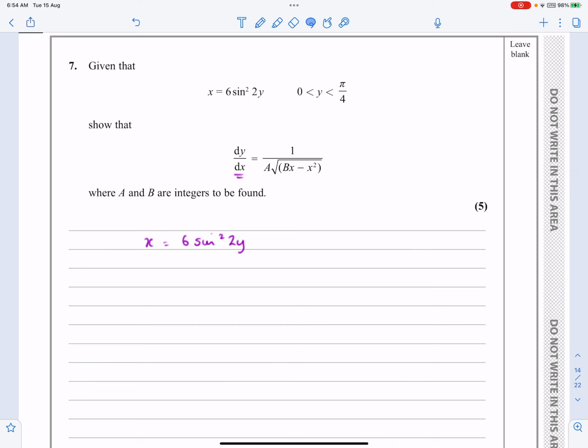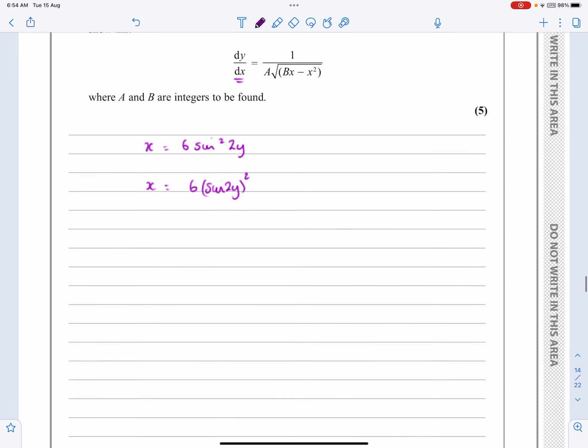But looking at this one then, a lot of my students prefer to write this as x equals 6 and then sine 2y squared, only when they're differentiating, and I haven't got a problem with it as long as they understand that that's not the way to write it. We should be writing it as sine squared 2y, but it just makes it a bit easier for this step.